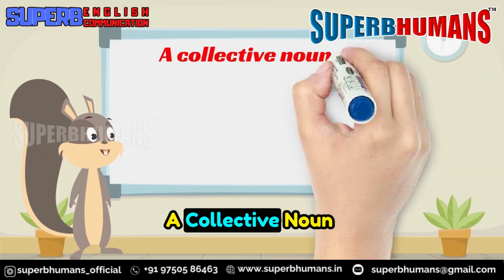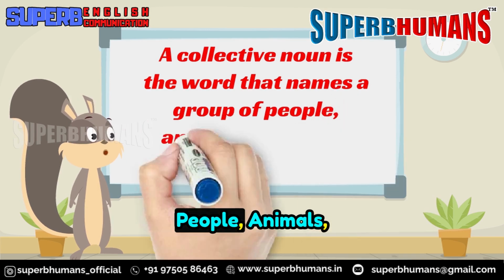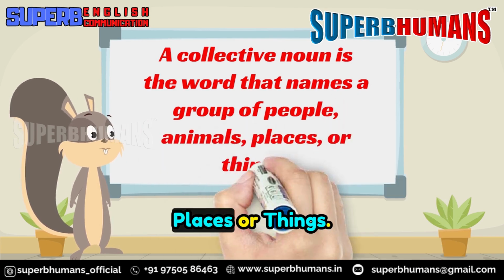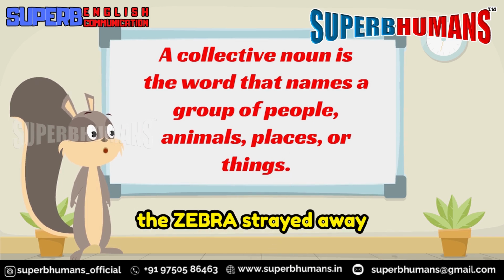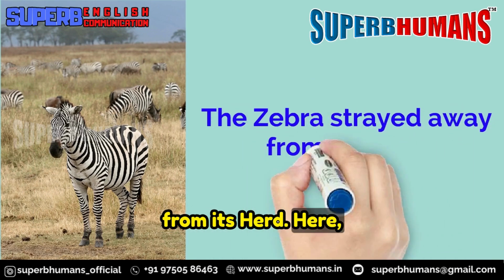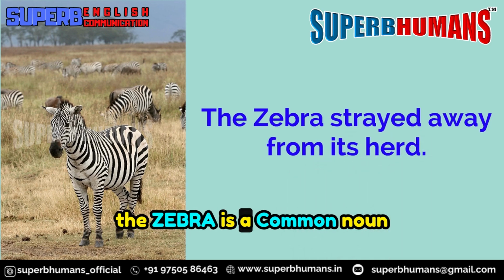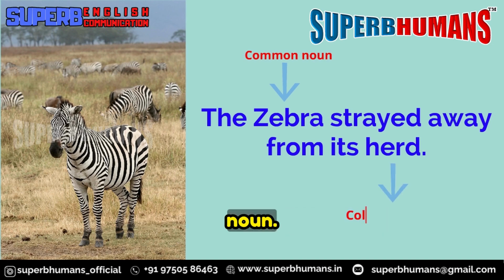A collective noun is the word that names a group of people, animals, places, or things. For example, the zebra strayed away from its herd. Here, the zebra is a common noun and herd is a collective noun.